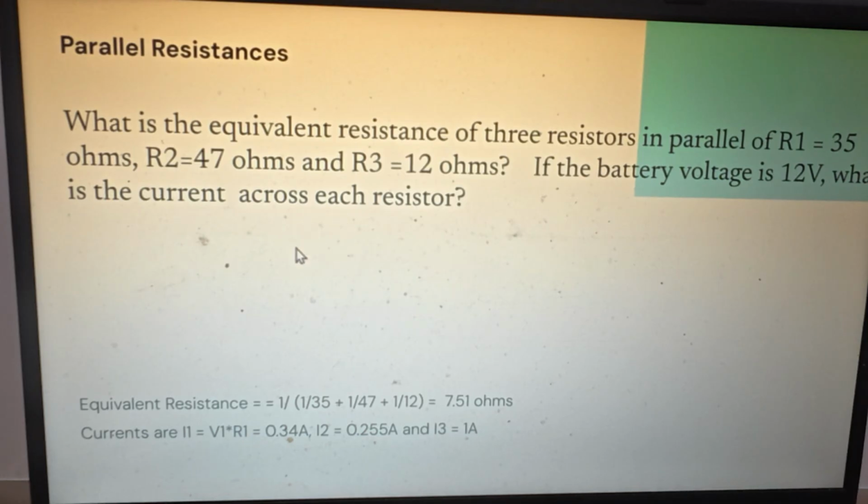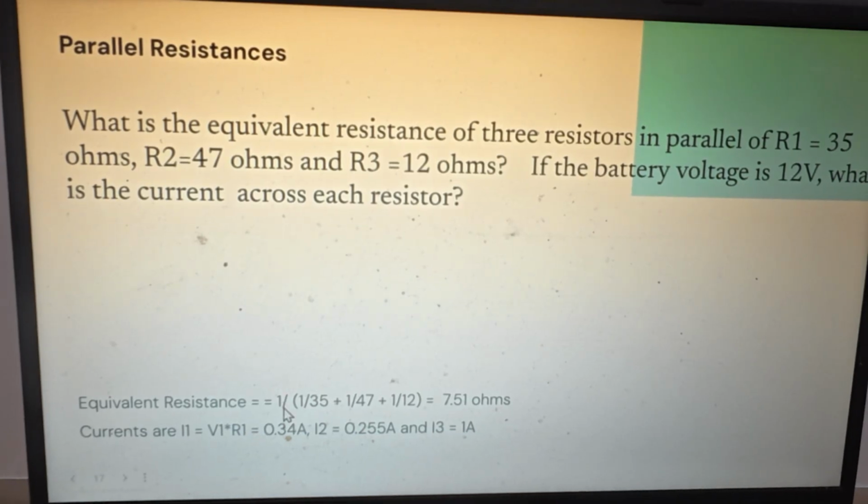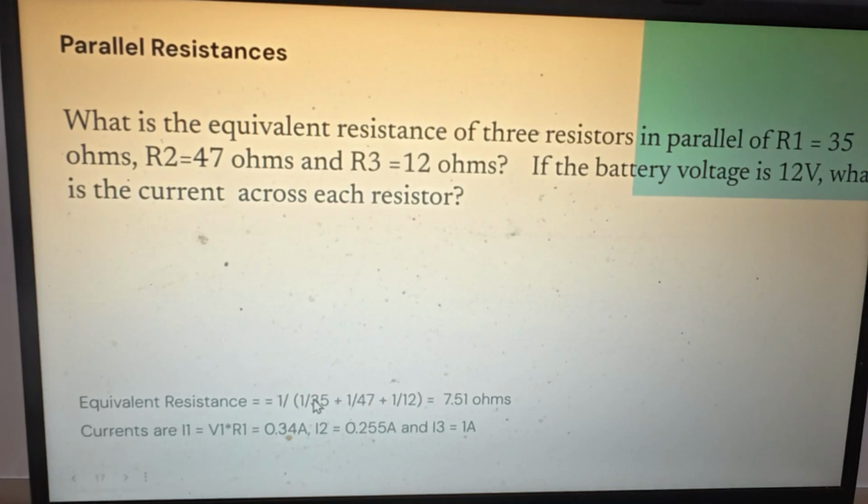So the equivalent resistance, if you look at this bottom part, is 1 divided by 35, 1 divided by 47, 1 divided by 12. So it's the addition of the reciprocals in the denominator, because it's 1 over the equivalent resistance. So it's 7.51 ohms. And the currents are I1 equals V divided by R1, and I2 and I3 similarly. All these currents will add up to the circuit current.